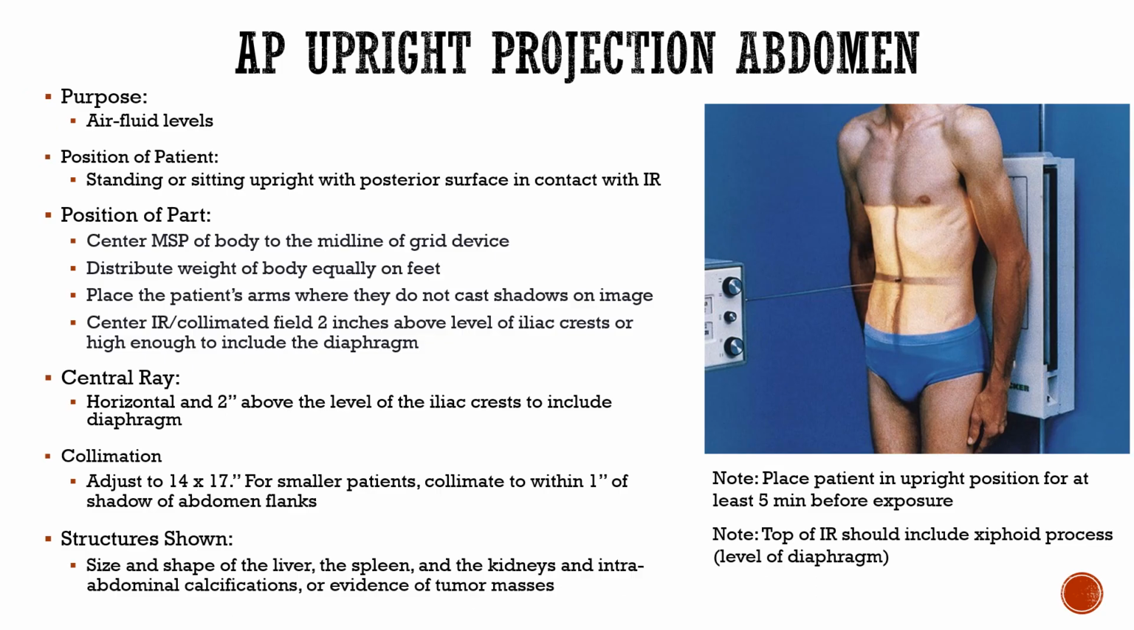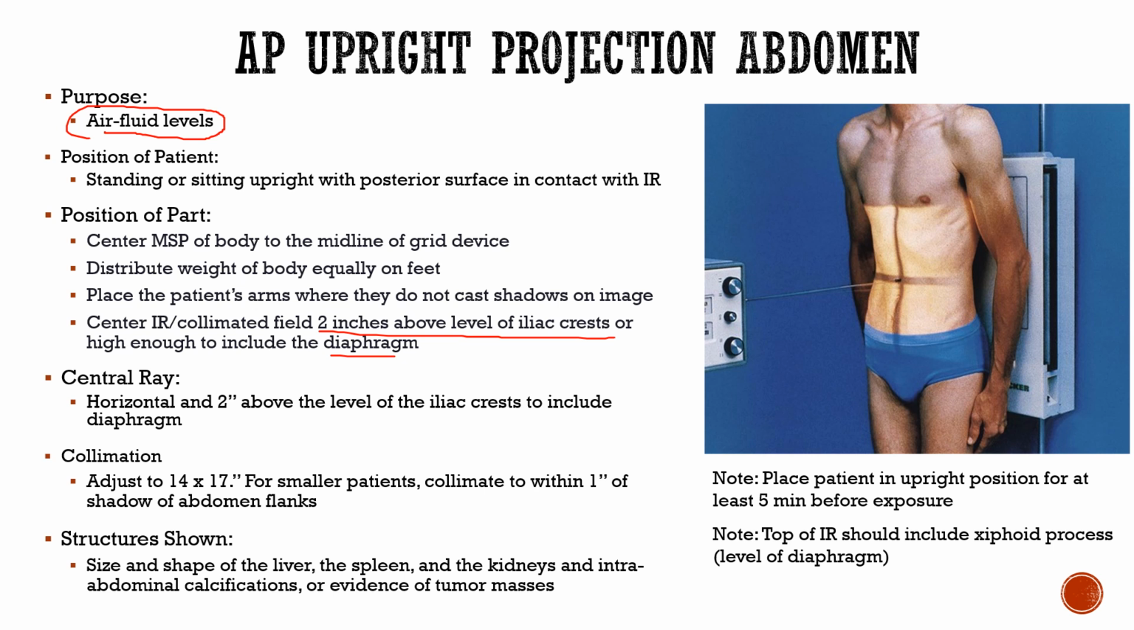The upright abdomen image, we're going to look at this for air fluid levels. This is the first choice for looking at air fluid levels. The patient's going to be standing upright. We're going to have the mid-sagittal plane of the body centered to the midline of the grid device. They're going to distribute the weight of the body equally on both feet. Put the arms so that they're not going to cast a shadow on the image, and we're going to center 2 inches above the level of the iliac crest, or high enough to include the diaphragm.